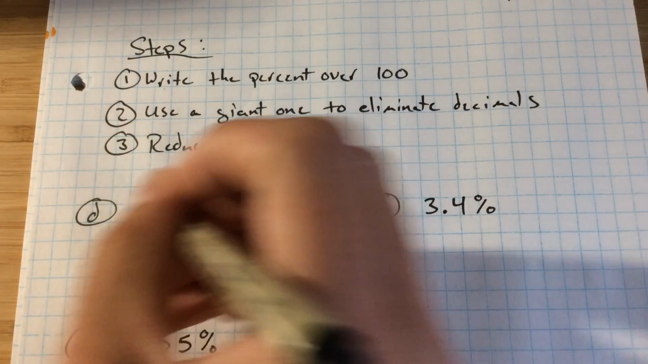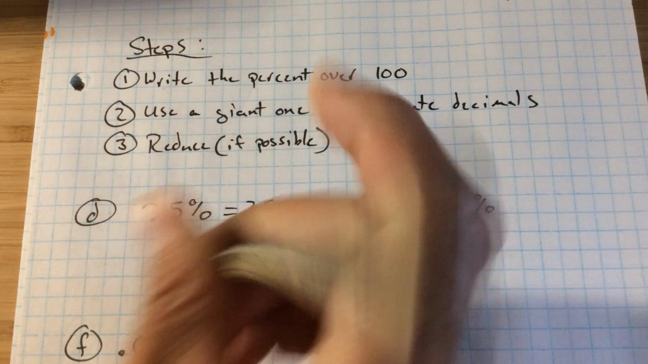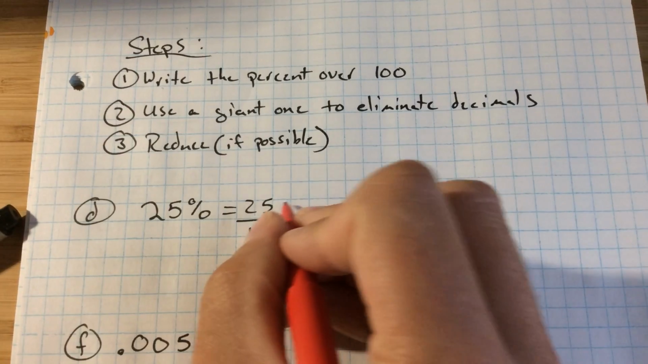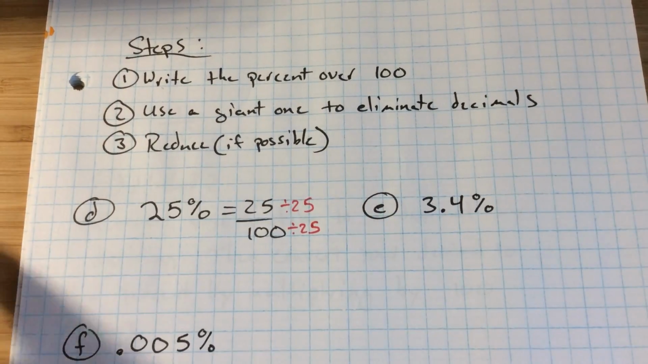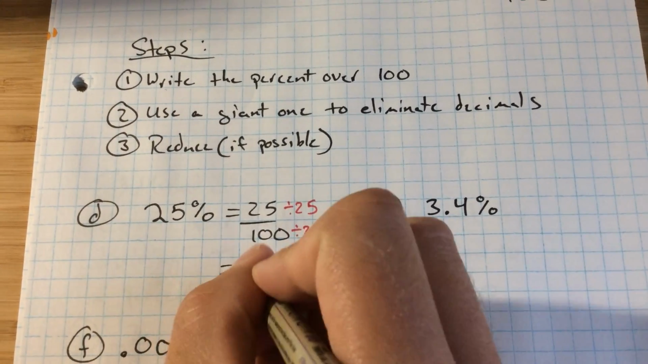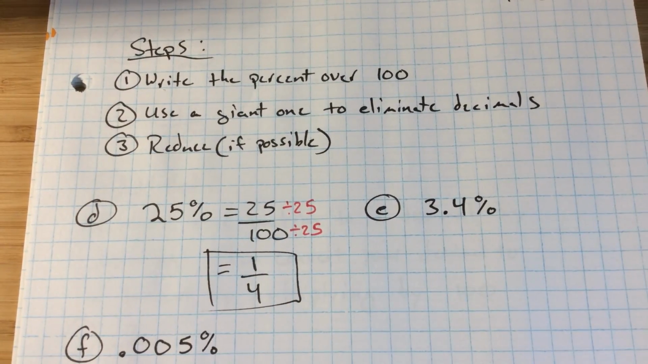So we would write this as 25 over 100. And I look for a common factor there. I know that 25 goes into both of these numbers evenly. And 25 goes into 25 once. It goes into 100 4 times. And that's how we can show that 25% is equal to 1/4.